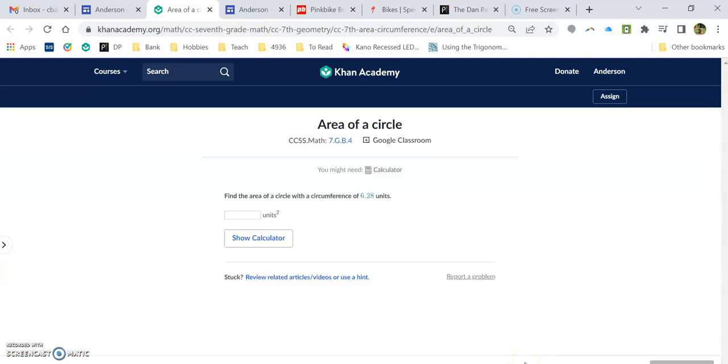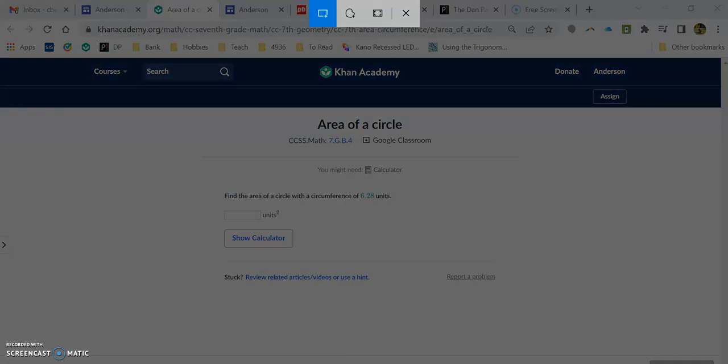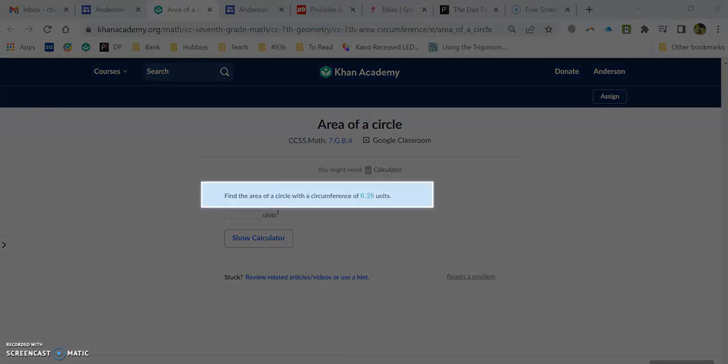Okay, area of a circle. Remember, last one was circumference, which is the perimeter, how far around the outside, like a fence. Area is how much is inside, like how much you have to color. So let's take a snip of this. It says find the area of a circle with a circumference of 6.28.